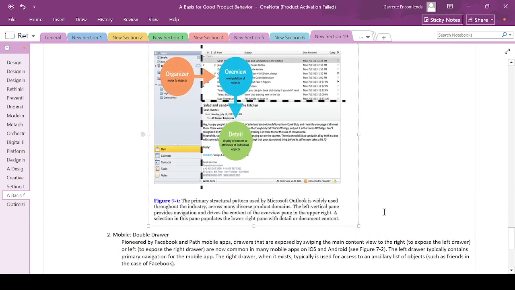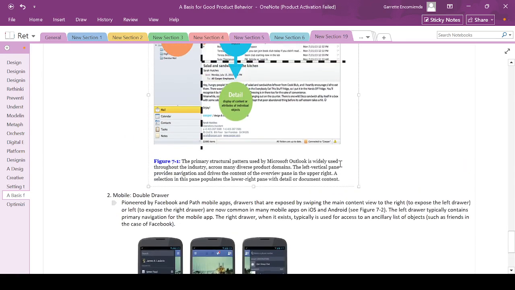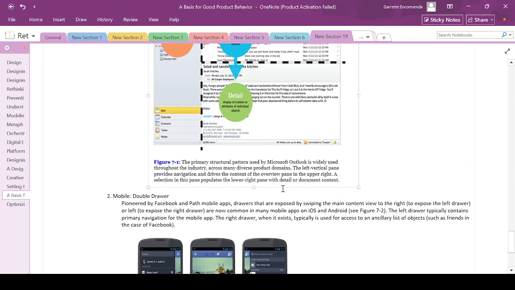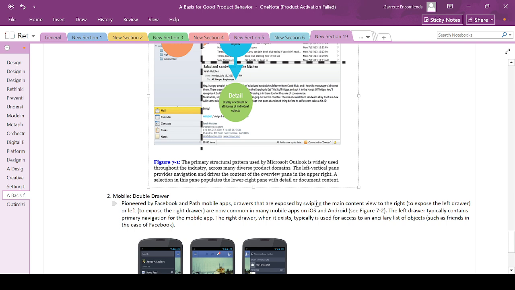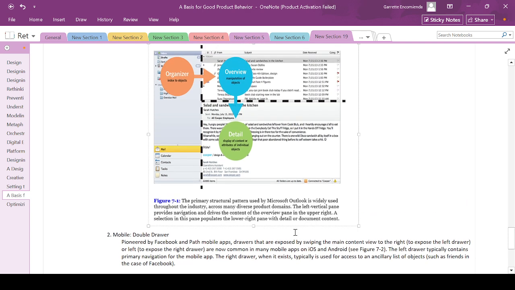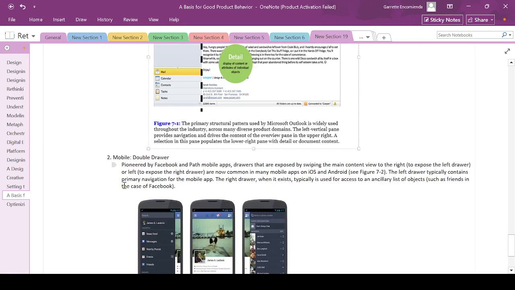So here, the primary structural pattern used by Microsoft Outlook is widely used throughout the industry across many diverse product domains. The left vertical pane provides navigation and drives the content of the overview pane, so it drives the content of the overview in the upper right. A selection in this pane populates the lower right pane, the detail or document content.